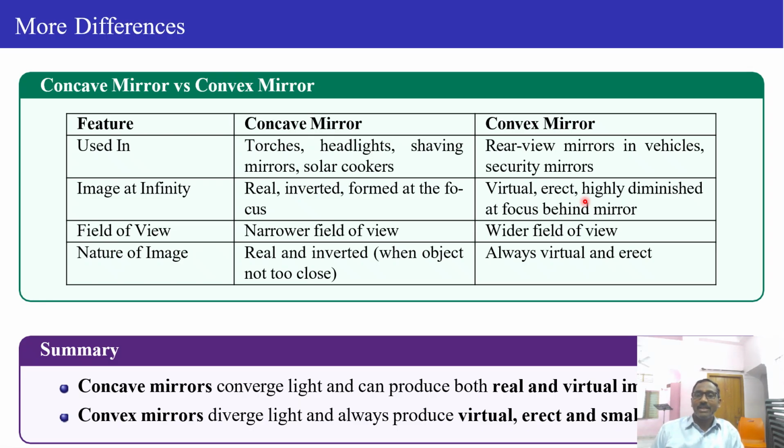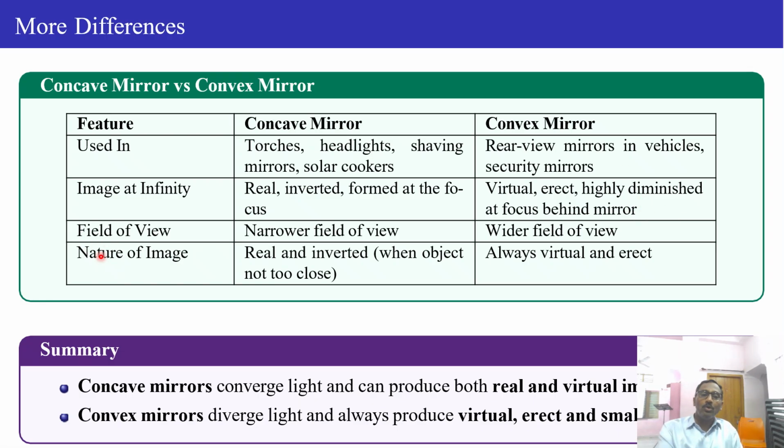So that's why we are saying it is virtual. Virtual, erect, highly diminished. A virtual image we are unable to catch on the screen. That's why this is a virtual image. Erect image, highly diminished, highly reduced image we will get.